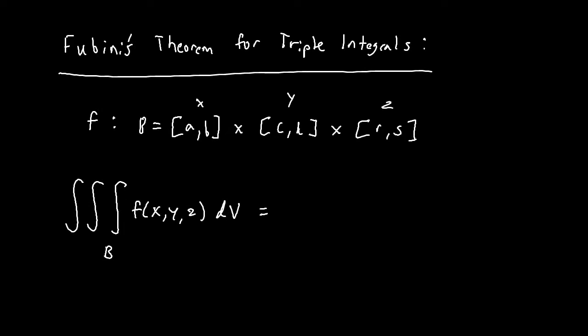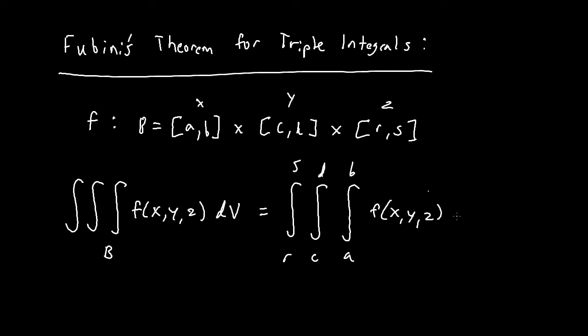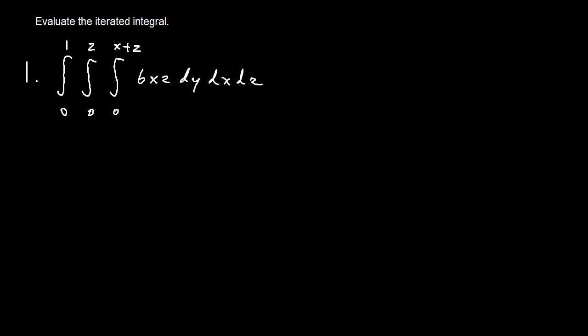And so the theorem states that the triple integral of the function dV is going to be equal to the triple integral. So now we're going to insert our bounds in. The x bounds will just go on the inside from a to b, followed by the y bounds c to d, and the z bounds from r to s, of the multivariable function f of x, y, z, times, well, we have dx on the inside integral, dy, and then dz. So let's go ahead and evaluate the iterated integral.